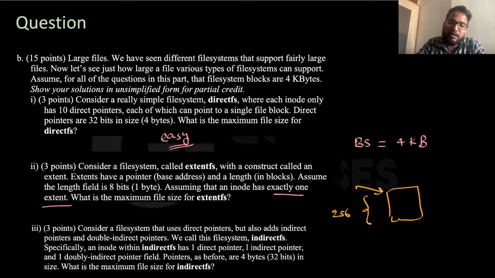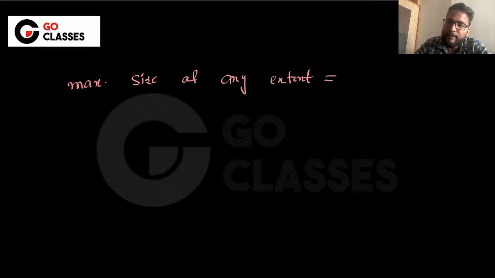So basically the length can vary. If there are 8 bits, so this is 256, which means the length can vary from 0 to 255, and that is in blocks. If you're writing 5, it means 5 blocks. You're writing 255, it means 255 blocks. So the one extent size is given to us. So you can say the maximum size of any extent will be 255 blocks. Minimum size could be 0. It is ranging from 0 to 255.